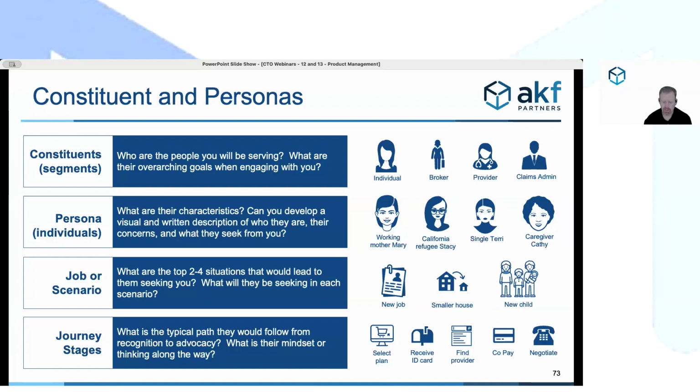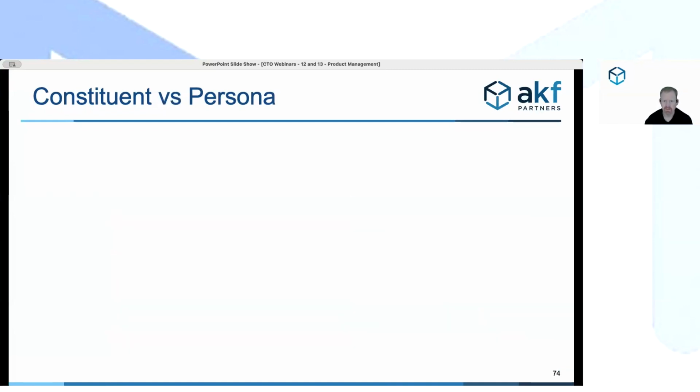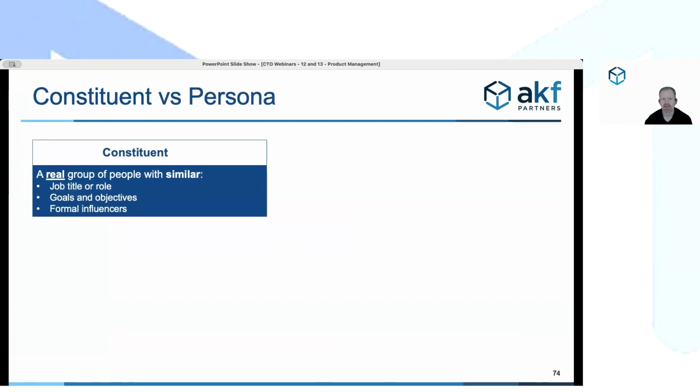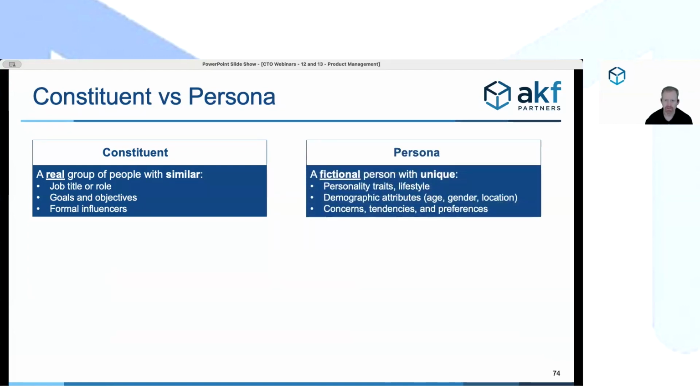So just zeroing in on the persona, it's a distinct person. Just looking at them side by side. Constituents are a real group of people with similar title or role, typically with similar goals or objectives or formal influencers. The persona usually is a fictional person with personality traits, some demographic attributes, some tendencies, preferences, again, personality types that you're thinking for. And you would use them differently. A lot of times you only need constituent, but in some cases you need to go to the level of a persona.